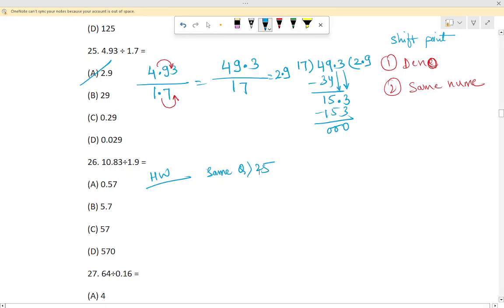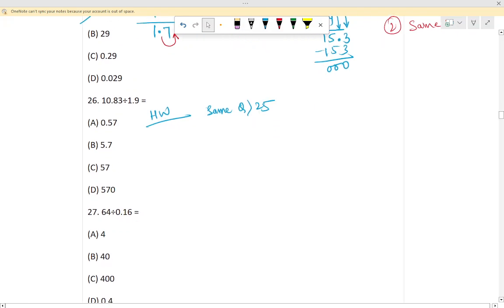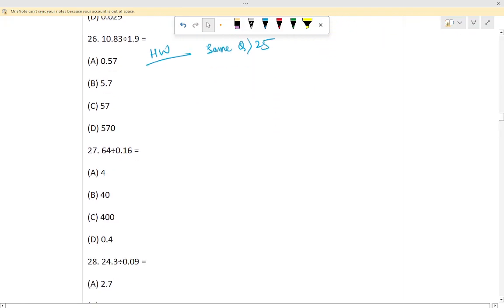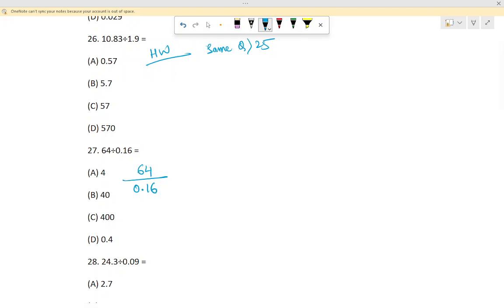So we will do 27 now. So what is the question? 64 divided by 0.16 here. So see here, Sir, option is E, correct? We'll check it. Yes, option is C, not D, C. So here what is the answer now?